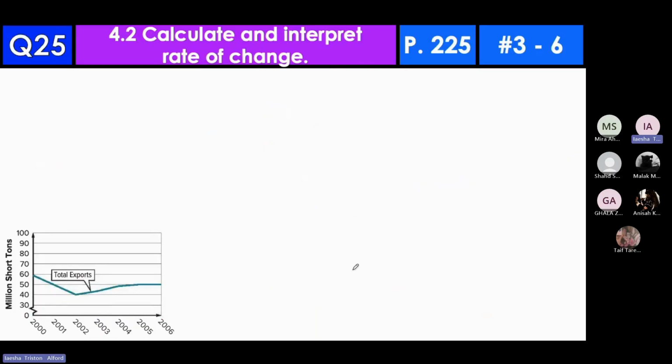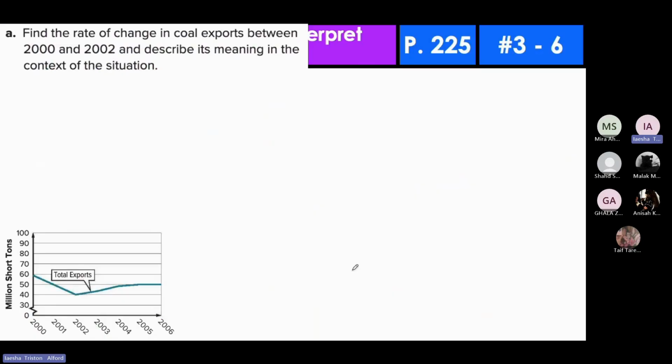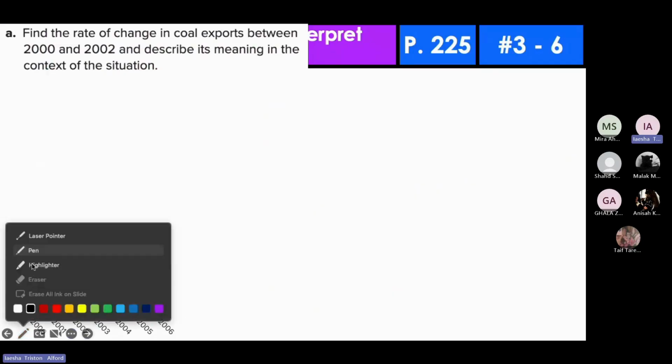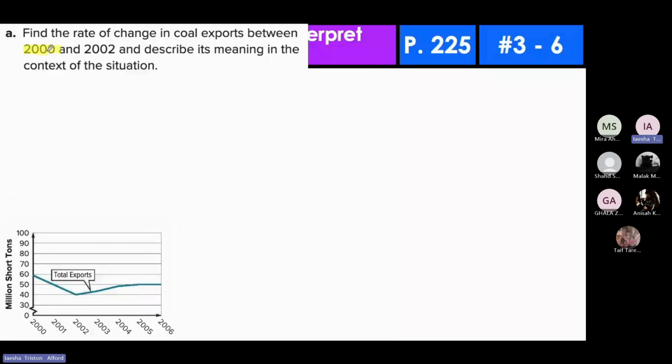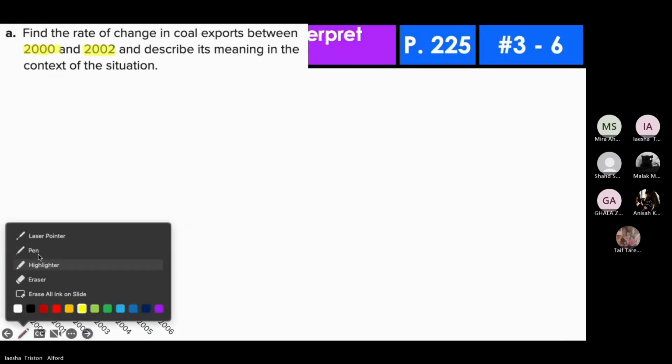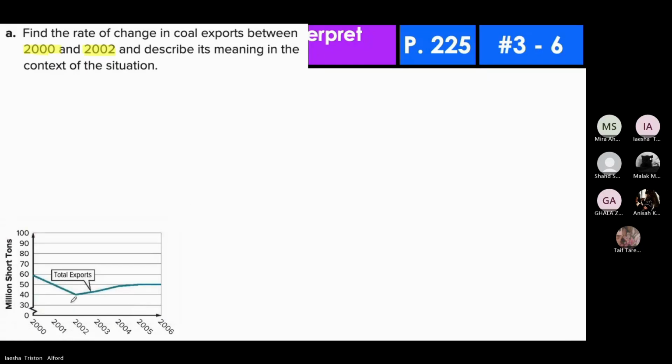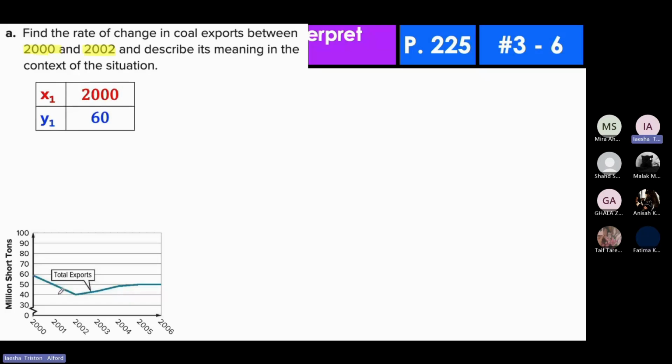Question number 6 has part A and B as well. So make sure you read to see what they want. They don't want everything in the table. They want something particular. They want from 2000 to 2002. So this is 2000. Go up here. It's close to 60, so you can put 60. Then they want 2002. Sorry, I'll put a point here. Then go up to 2002. That should be 40.